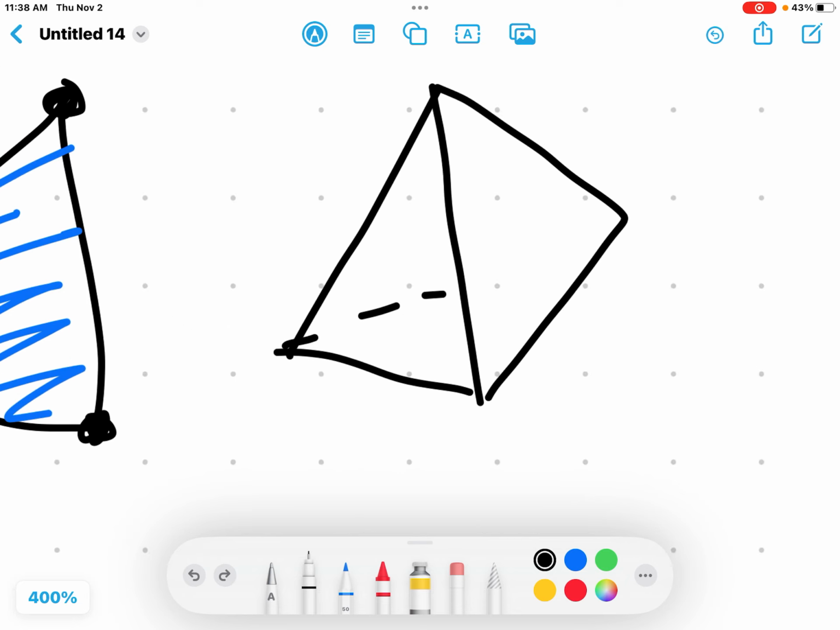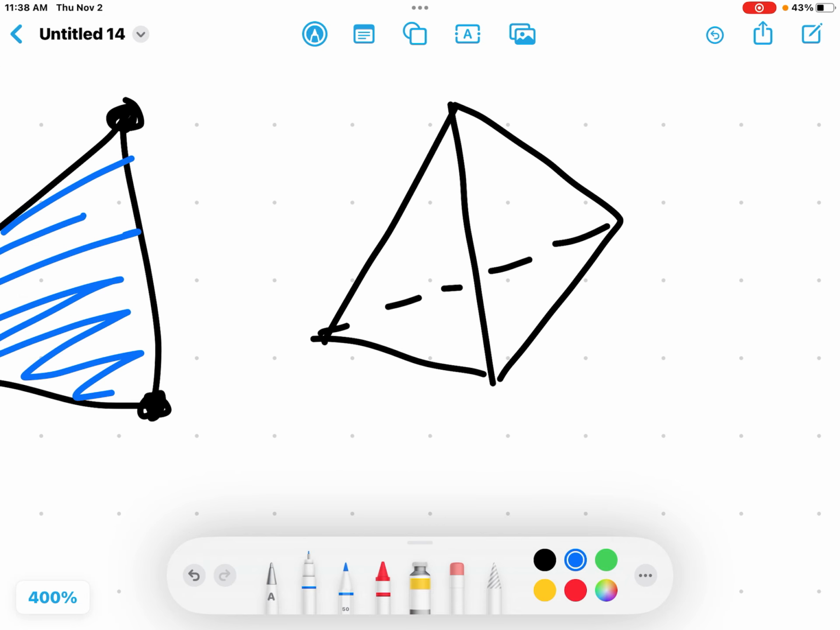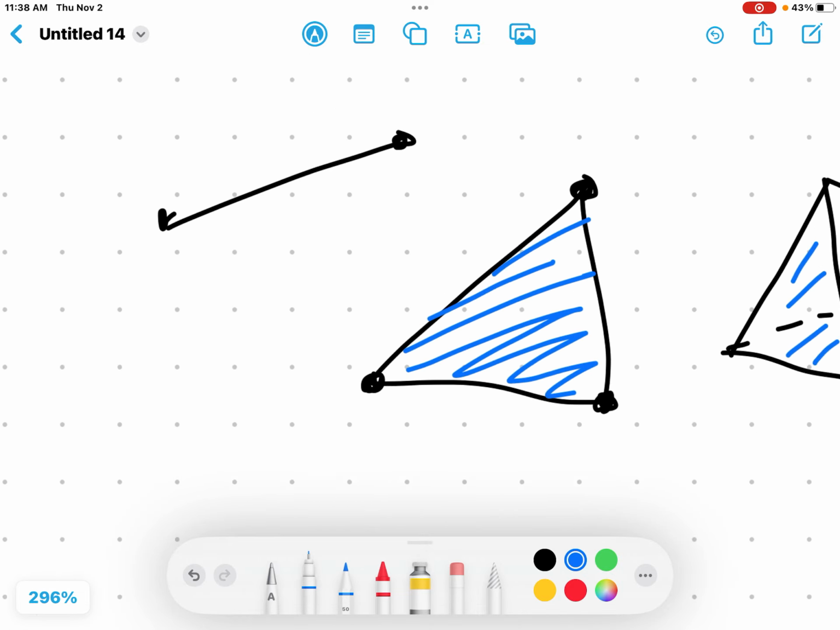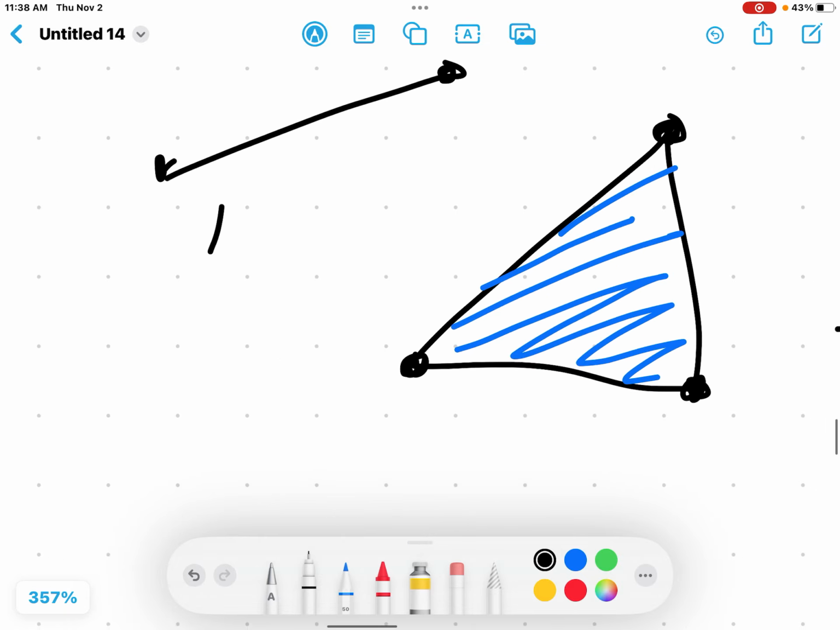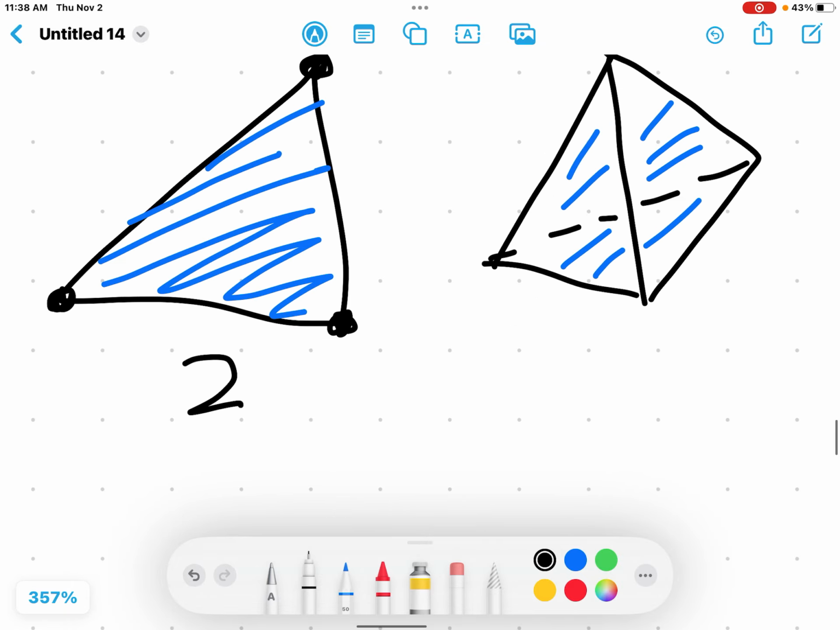Can't draw the lines very well. Okay. And then, of course, the insides are filled in. So it's a volume now. And of course, a 0 simplex is just a dot. So 0, 1, 2, and 3.